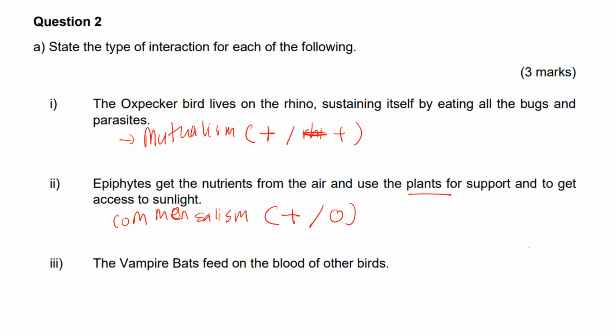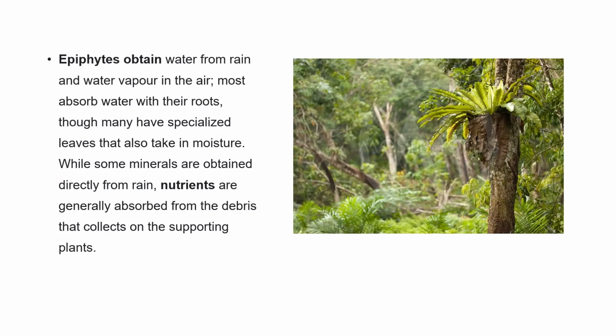Number 3, the vampire bats feed on blood of other birds. So this one is obviously parasitism. The vampire bats get the benefit from the interaction, and as for the bird, it has negative effects. Its blood is the food for the vampire bats.